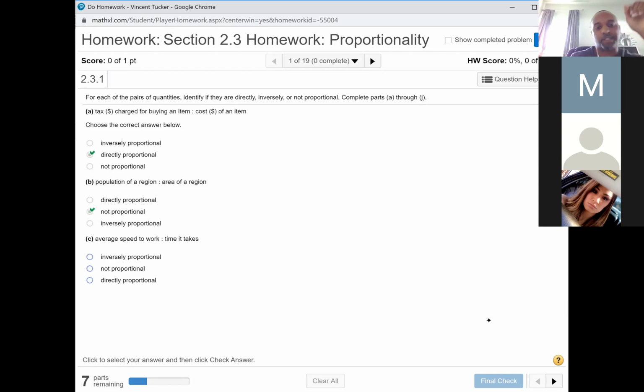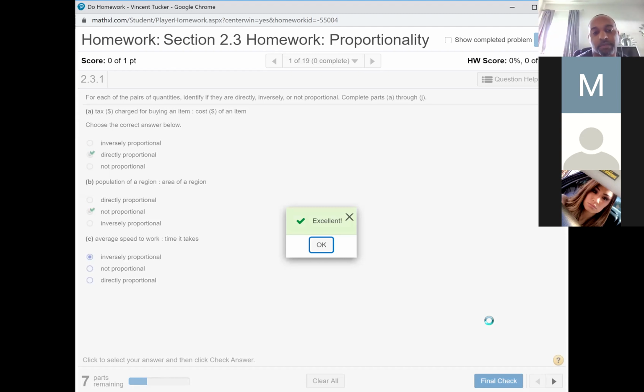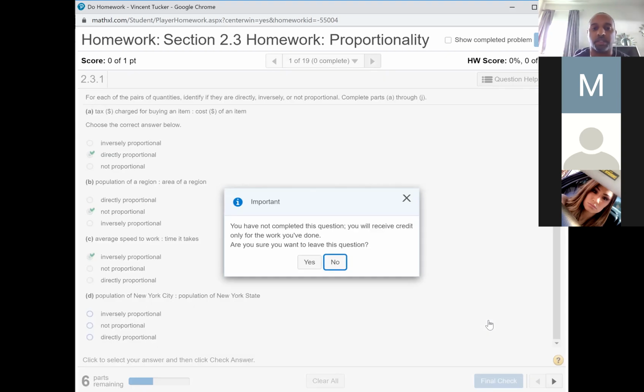All right. Just got to sit back and think about it a little bit. Do this one and then we'll go to another one. It says average speed to work, time it takes. So if you increase your speed, the time it takes would decrease. So it should be inversely proportional. That's how you should be thinking about those type of problems. For number one, just ask: if I increase one, what happens to the other?